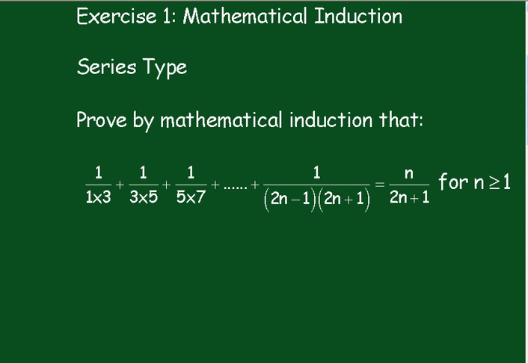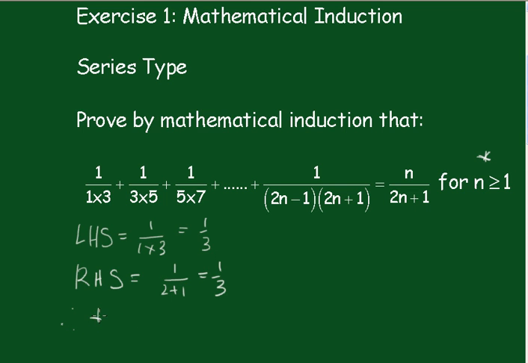little case. Now the left hand side is equal to 1 over 1 times 3, and of course that's just a third. The right hand side, this one over here, is going to be 1 over 2 times 1 plus 1, which is 2 plus 1, and that is also equal to a third. Therefore, the statement, we'll asterisk that statement there, is true for n equals 1.